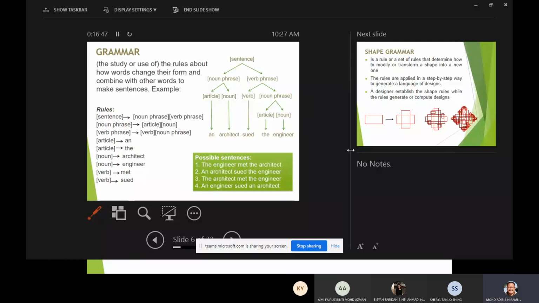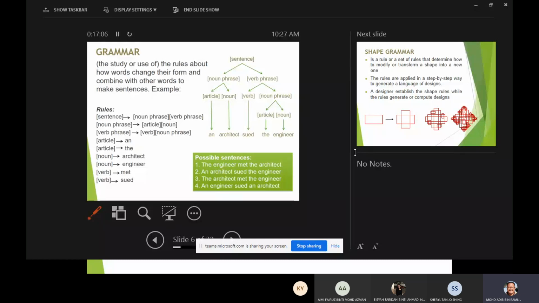So basically, this is how shape grammar works, right? But instead of using words and sentences, you use shapes. You use shapes and also the arrangement of shapes to come up with a design.